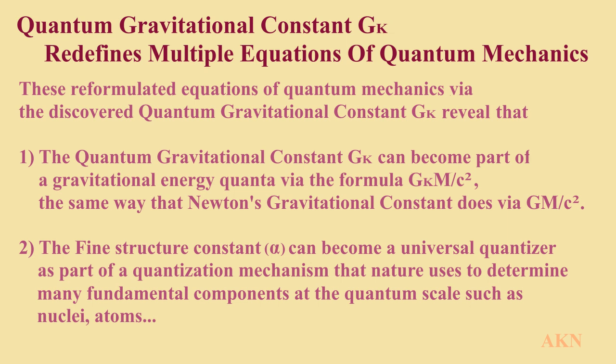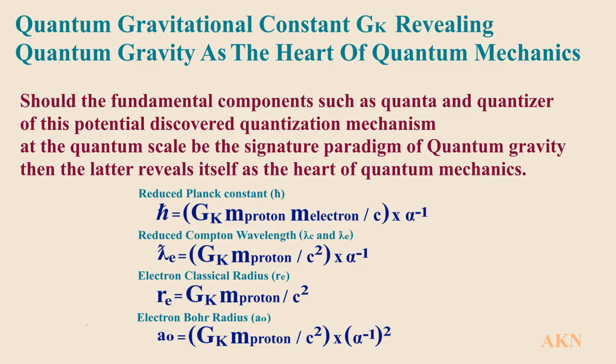The Phi structure constant alpha can become a universal quantizer as part of a quantization mechanism that nature uses to determine many fundamental components at the quantum scale, such as the nuclei and atoms. Based on my analysis, should the fundamental components, such as quanta and quantizers, of this potential discovered quantum gravitational constant-based quantization mechanism at the quantum scale be the signature paradigm of quantum gravity, then the latter reveals itself as the heart of quantum mechanics.